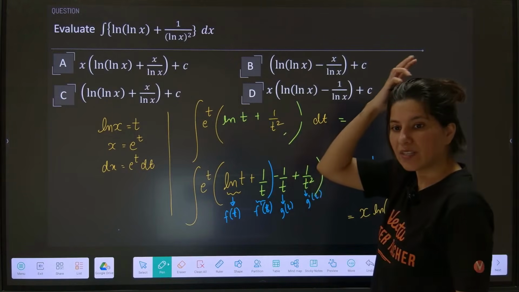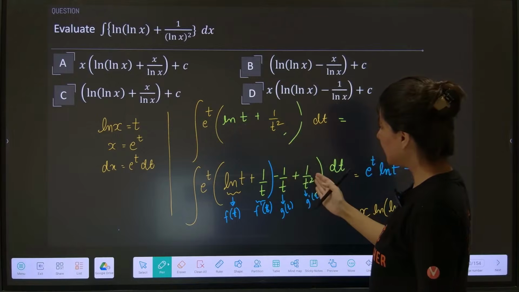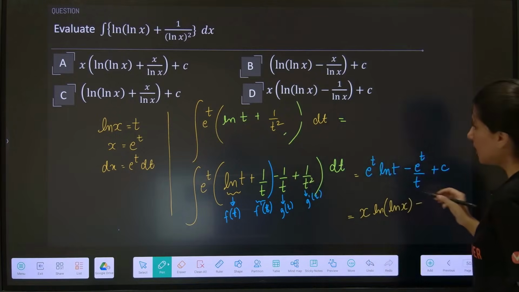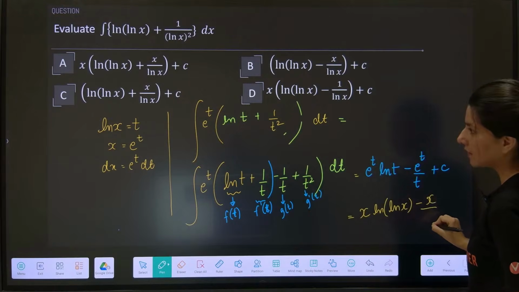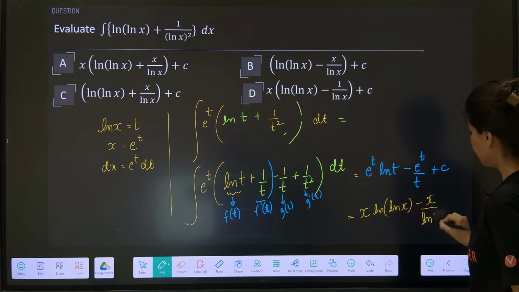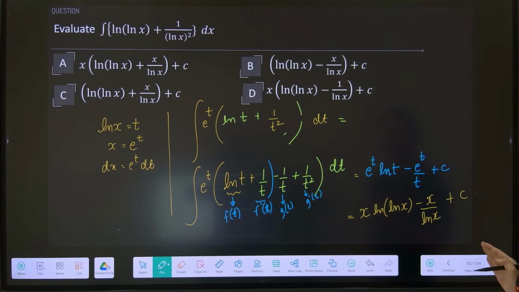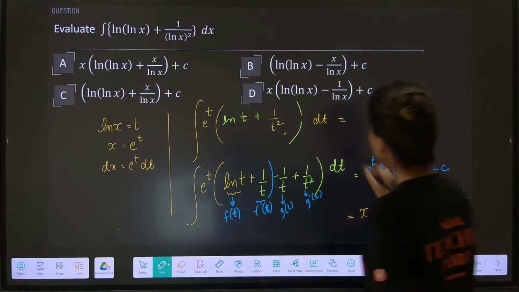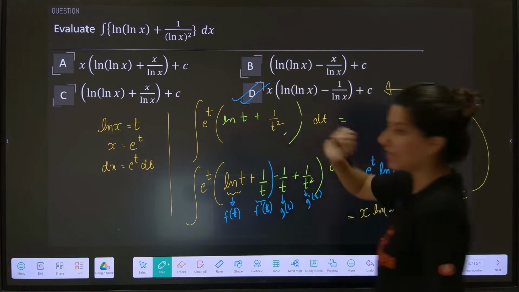1 by t square is f x. Why? Why, Gokul? See, derivative of this is this, na? Now, e power t is x, t is ln x plus c. Let's see. x ln x minus x. Can you see option D is absolutely cool over here? Very good question. Very good question.